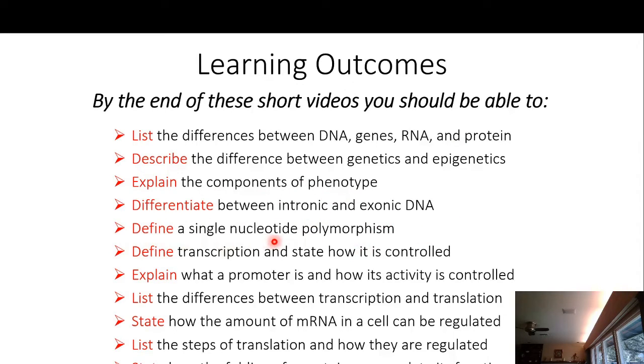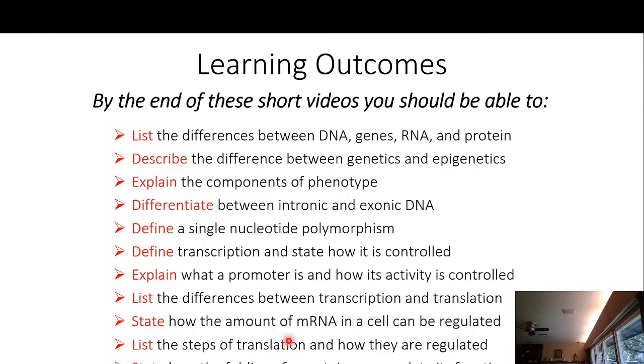You should be able to define a single nucleotide polymorphism, so a small mutation, and how that could change your physical function. You should be able to describe transcription and state how it's controlled. You should be able to explain what a promoter is and how it's controlled, and how you get more expression of a gene. You should be able to list the differences between transcription and translation. These are two very similar processes, but one is taking your DNA and transcribing it into RNA. The other is translating your RNA into protein.